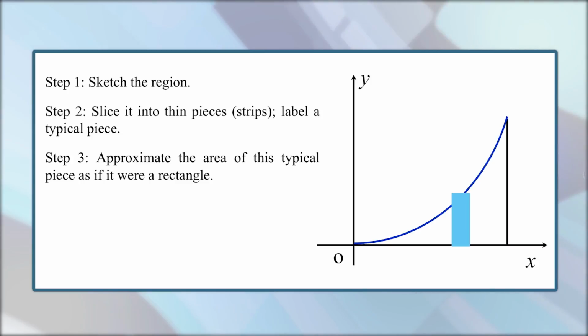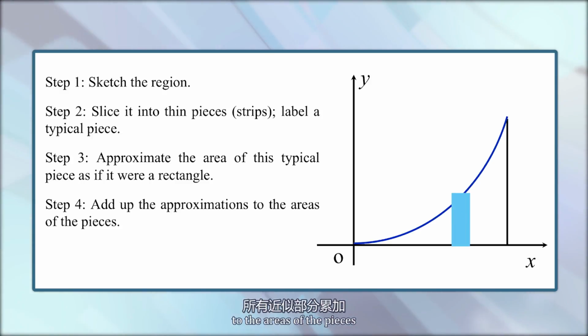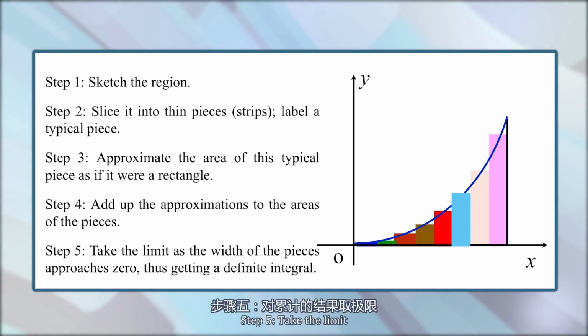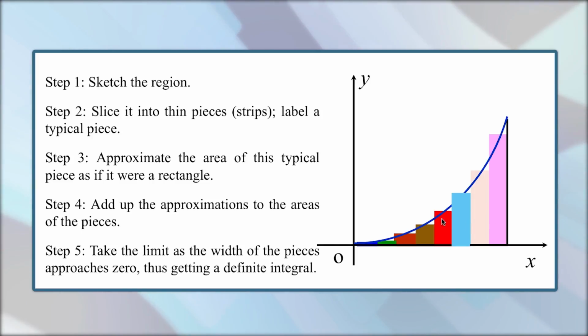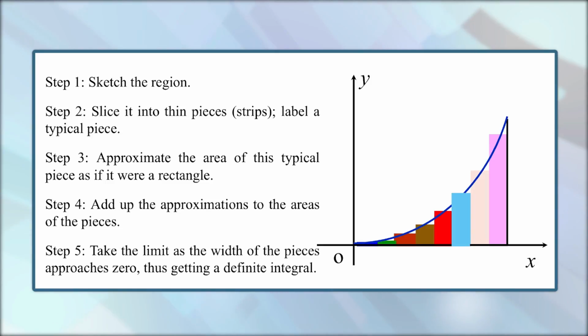So we approximate the area as a rectangle. Step 4, add up the approximations to the areas of the pieces. So we add up all the pieces. Then step 5, take the limit as the width of the pieces approaches 0, thus getting a definite integral. So they are the 5 steps.